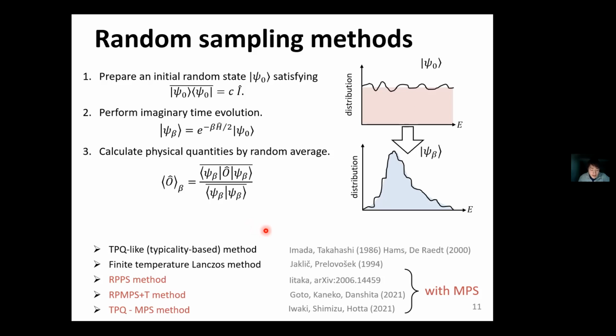Random sampling methods have been developed since 1986. The typicality-based method is a family of finite temperature exact diagonalization using Hilbert space, and therefore we cannot access system sizes larger than 30. Recently, random sampling using MPS has been actively studied. I will explain these methods in detail later.